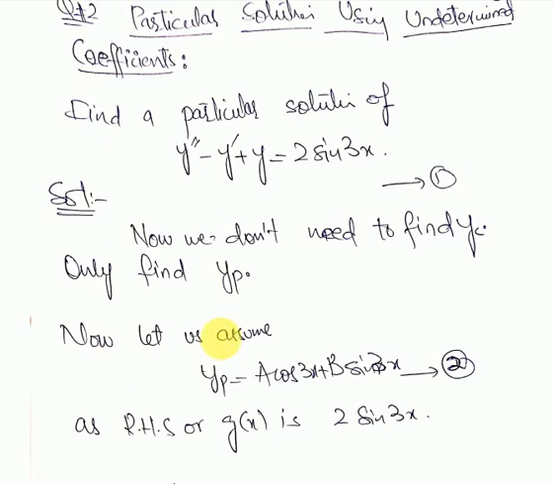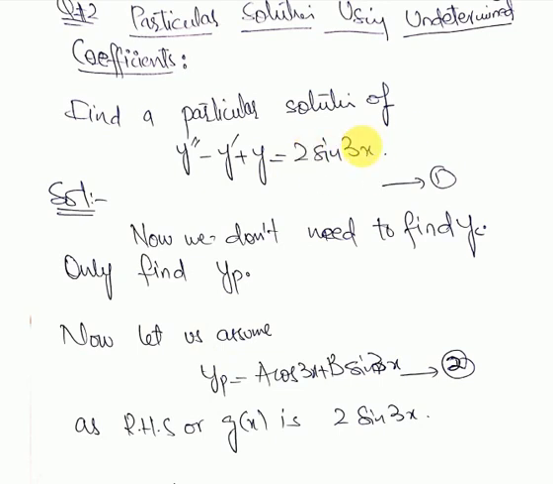Now let us assume yp is equal to a cos of 3x plus b sine of 3x, equation number 2. This is our assumed particular solution. How did we assume this particular solution? Remember, in the last question there was a quadratic polynomial here.